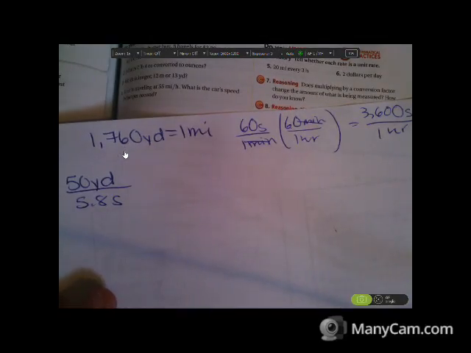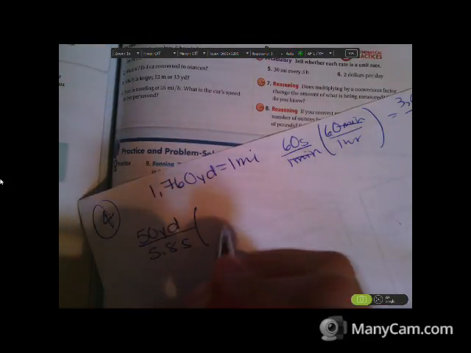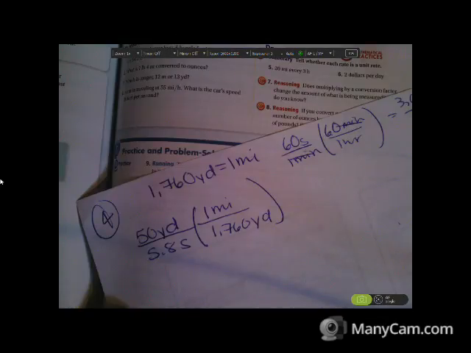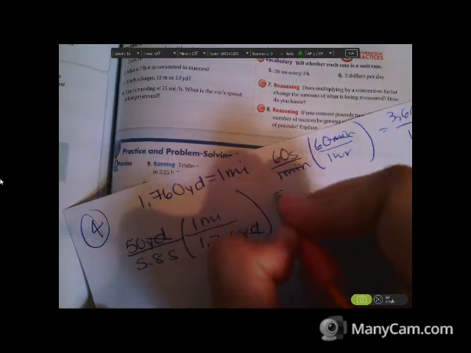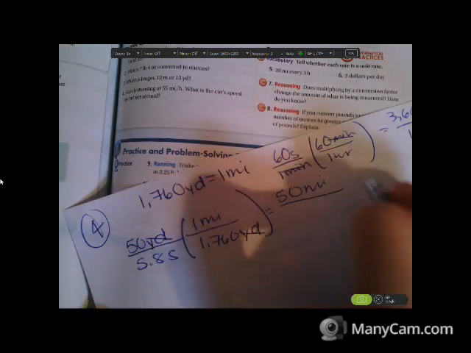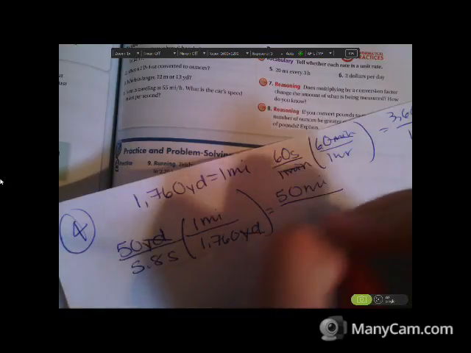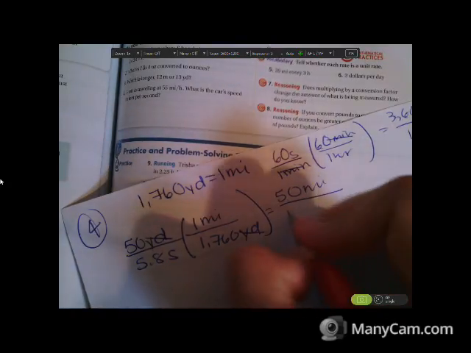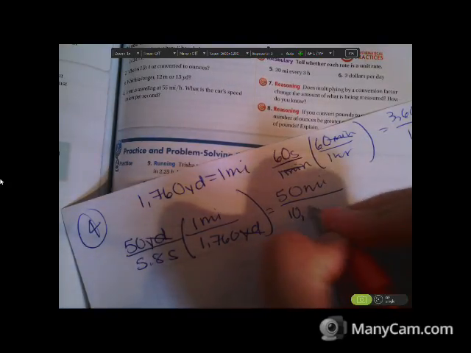You can see that. Alright, so now that we have our conversions, let's look. So 50 yards. Let's convert the 50 yards first. 1 mile over 1,760 yards. So therefore, my yards cancel out, and I'm left with 50 miles over 5.8 times 1760, which is 10,208.